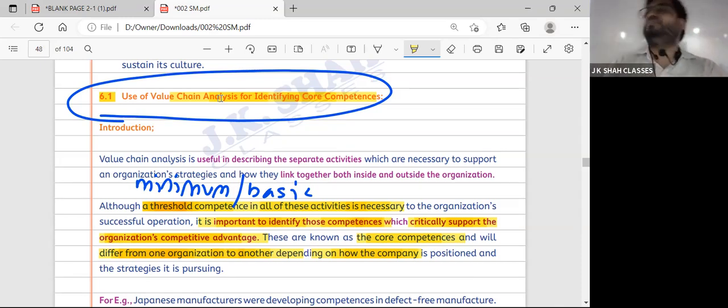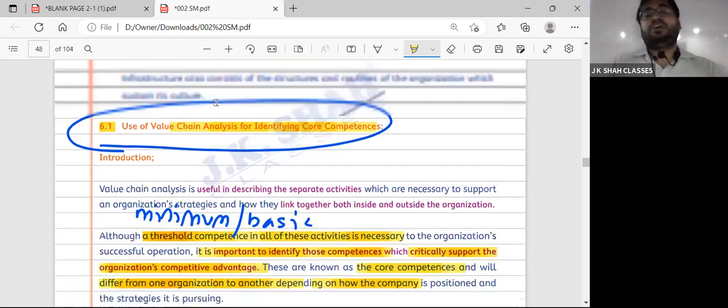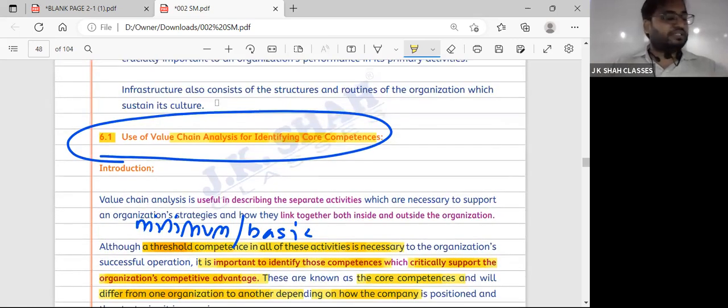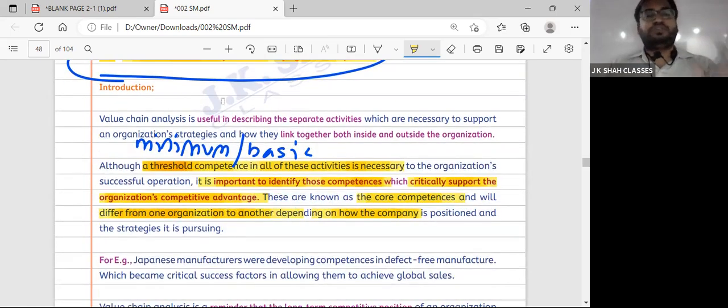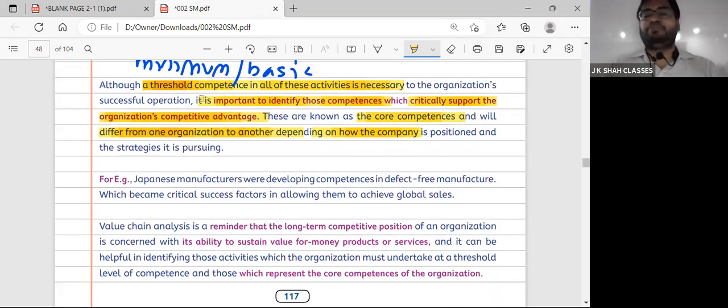For a third company, service can be the important activity. But it is you who has to decide what is your best activity. Other activities, maintain bare minimum. If not possible, outsource. You all understood this. This is how you can use value chain analysis in creating core competence. And once you create core competence, you will get competitive advantage. This is your 6.1. Very simple concept.